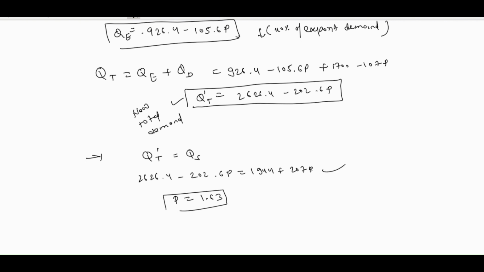I hope you can solve this. It is very easy. You just have to separate terms: 2626.4 minus 1944, add the p terms together, and divide. I think this part is easy.